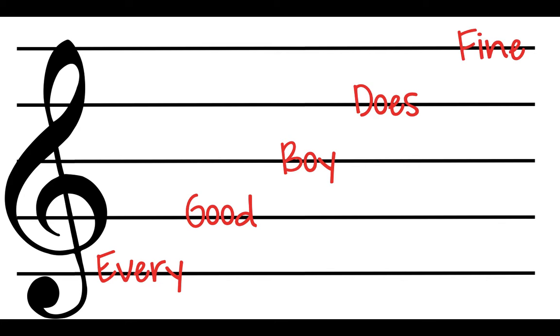So we have previously, not so much this year, but last year, we did spend a lot of time talking about the treble clef and figuring out what the line notes and the space notes were. So we know that our sentence for the line notes is every good boy does fine. And for the space notes, we know it is the word F-A-C-E.